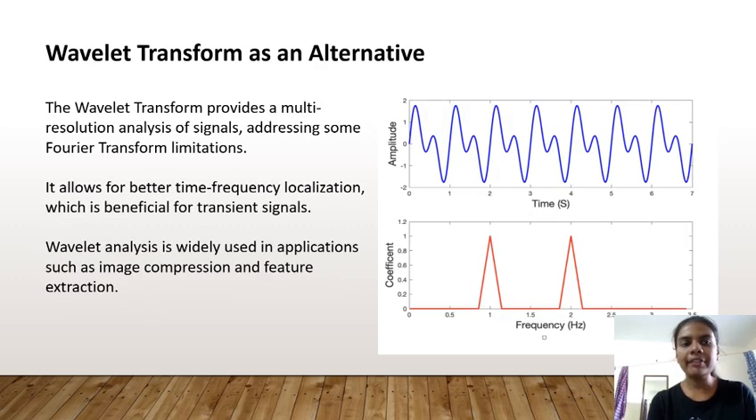How wavelet transform is used as an alternative to Fourier transform. The wavelet transform provides a multi-resolution analysis of signals, addressing some Fourier transform limitations. It allows for better time frequency localization, which is beneficial for transient signals. Wavelet analysis is widely used in applications such as image compression and feature extraction.